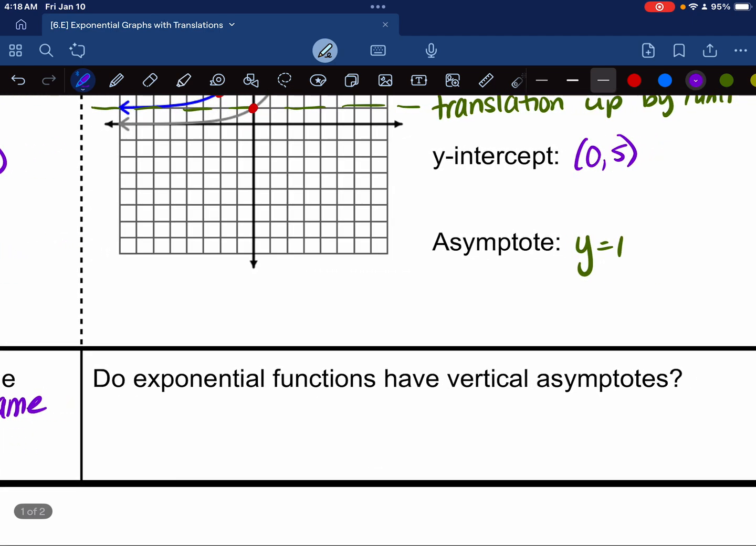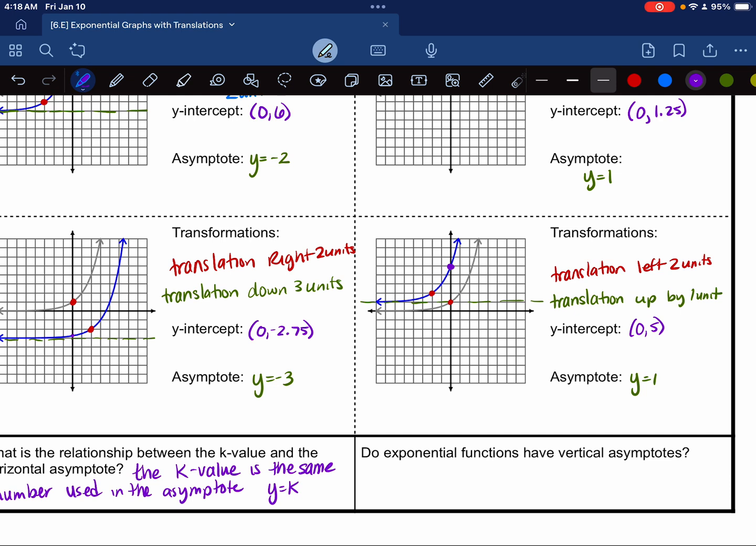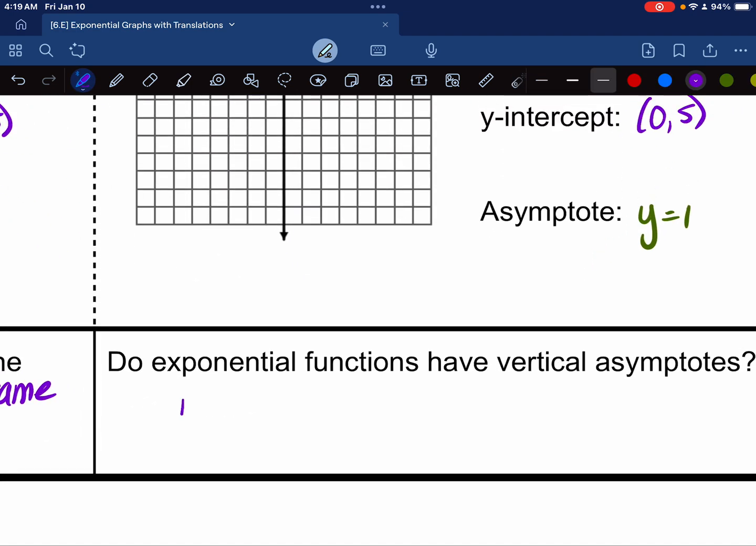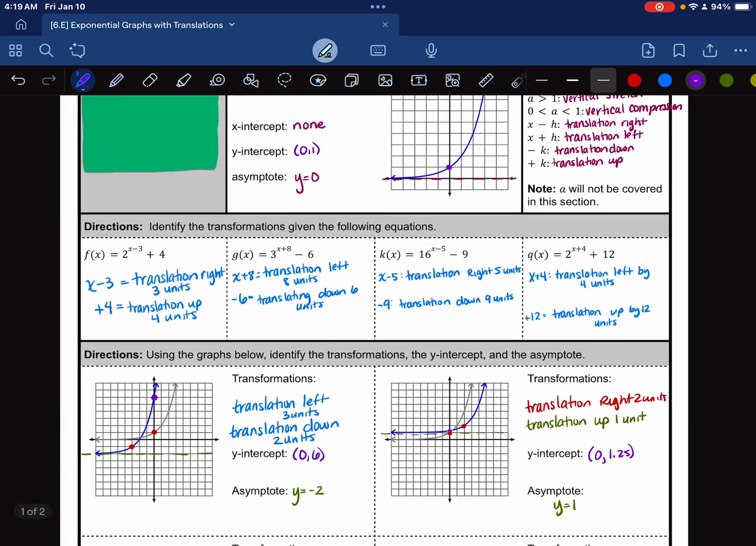And it says, do exponential functions have vertical asymptotes? It's hard to tell sometimes, right? This one clearly flattens out, but this one doesn't actually end up flattening out. Okay, it just continues to creep very, very slowly to the side. So these ones do not have vertical asymptotes. And there we have it. Those are our translations.